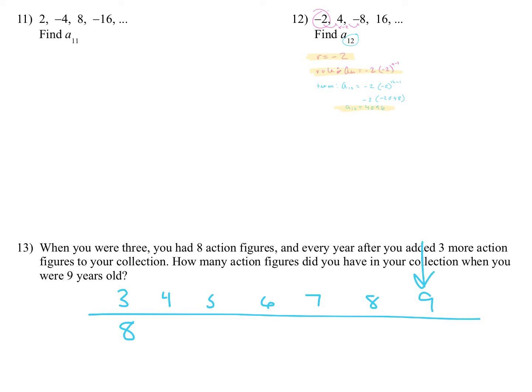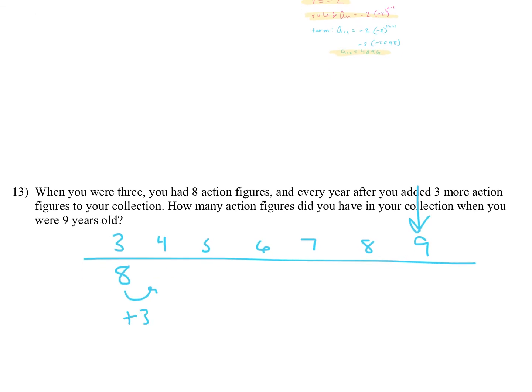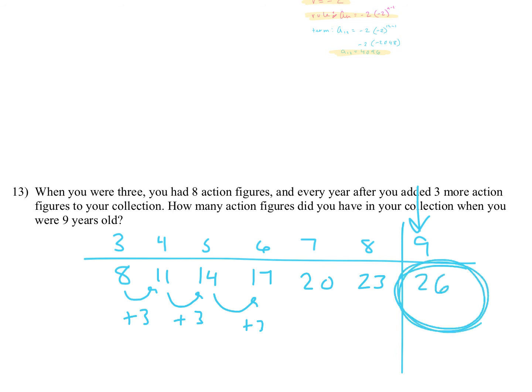Each year, we add 3 more to our collection. So 8 plus 3 would be 11. 11 plus 3 would be 14. 14 plus 3 would be 17. 17 plus 3 is 20. 20 plus 3 is 23. And then 23 plus 3 is 26. So that means we had 26 action figures when we were 9 years old. So you will have a word problem super similar to this one on your test.